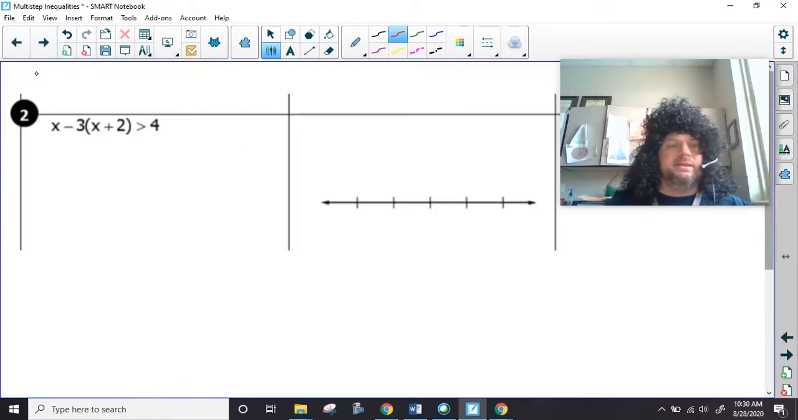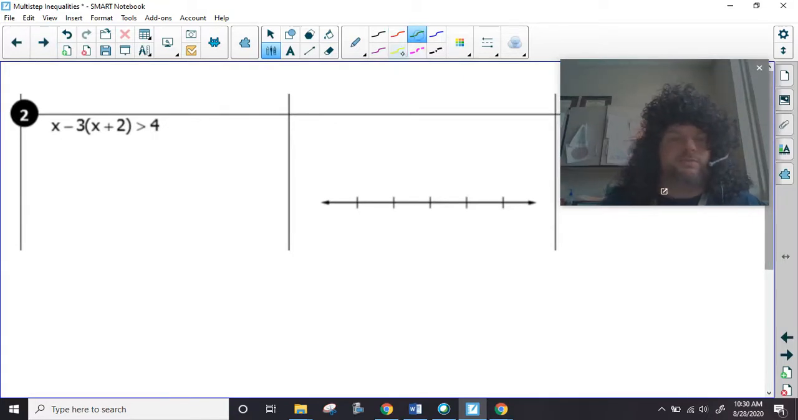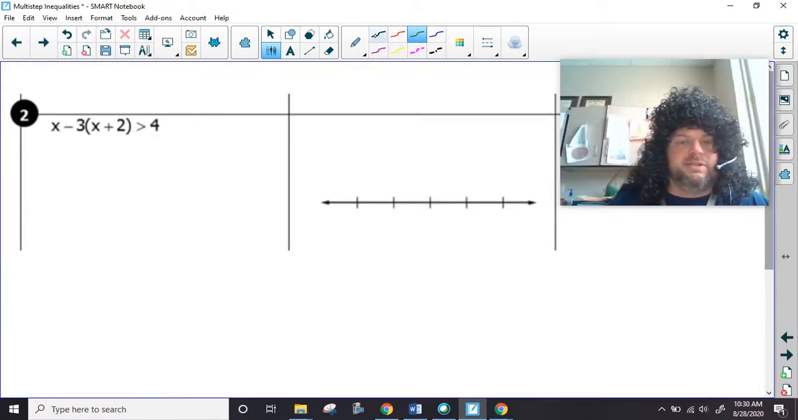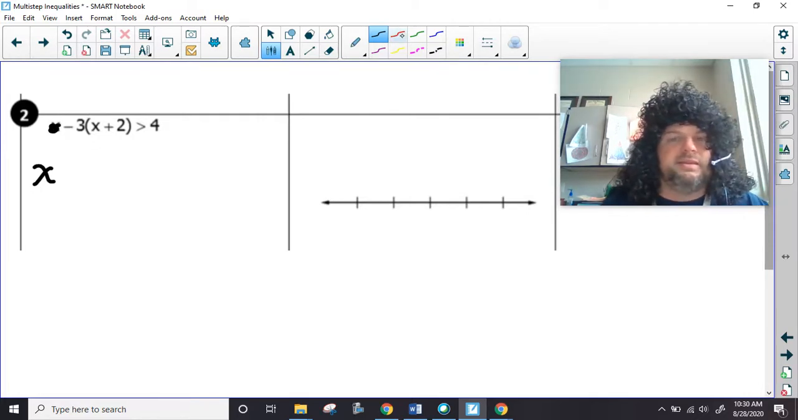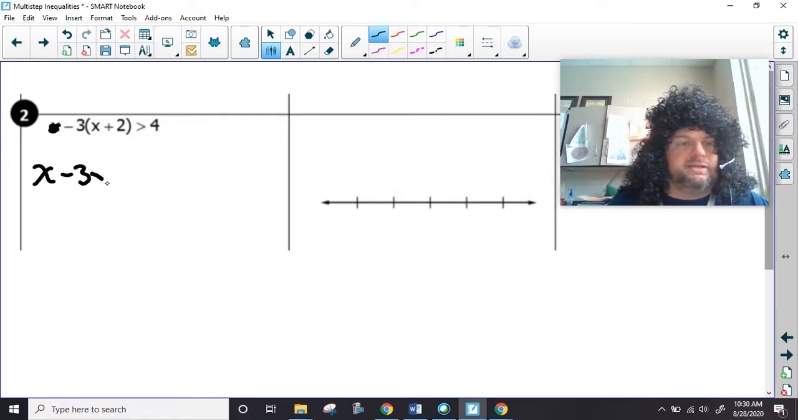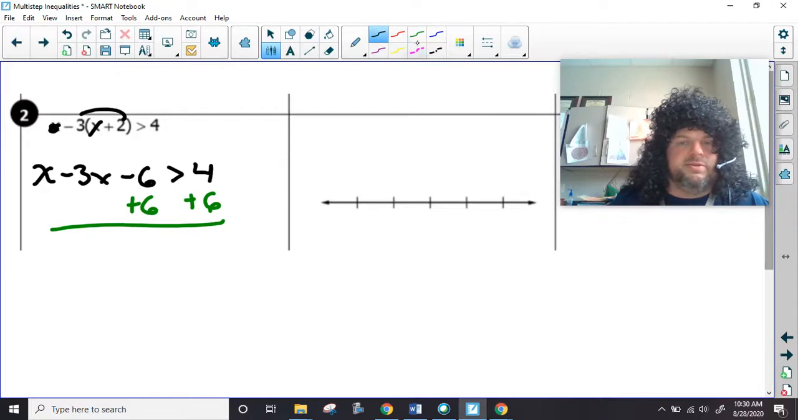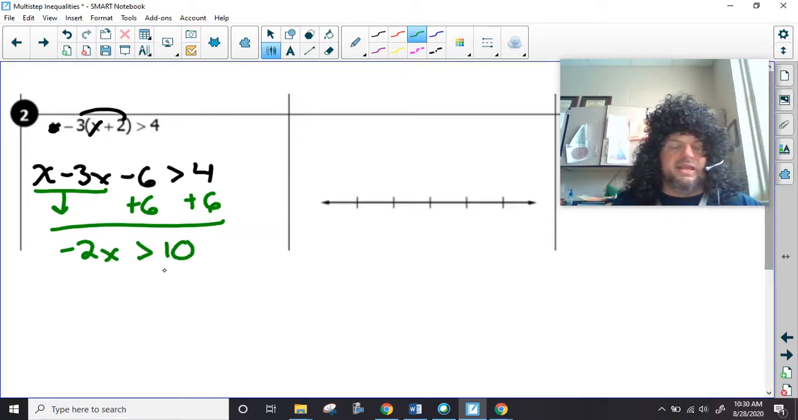All right, now let's look at number 2. I'm just going to leave this x right here. I would kind of treat this as a negative 3, that way it helps out with everything we're doing. So we're going to get negative 3x, then negative 6 is greater than 4. So we're going to add 6 to both sides. Also, I should have done this right here. I've got to combine these like terms. So this gives me negative 2x is greater than 10. I went a little bit faster, it's okay, we can fix it.